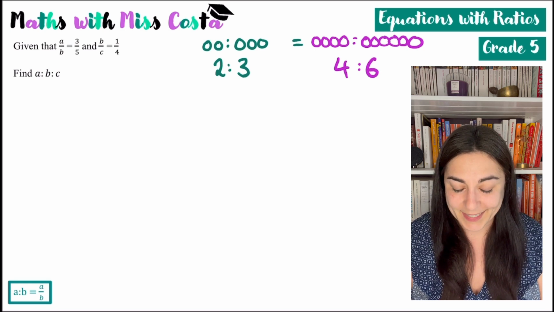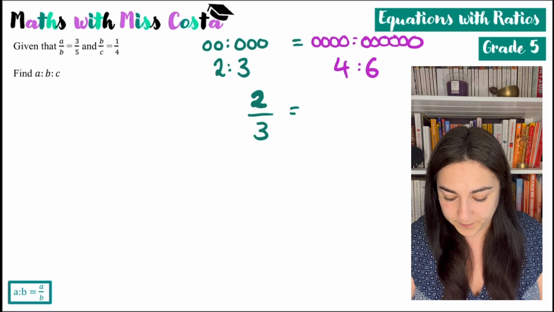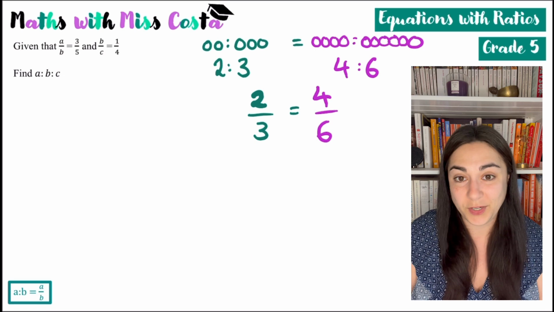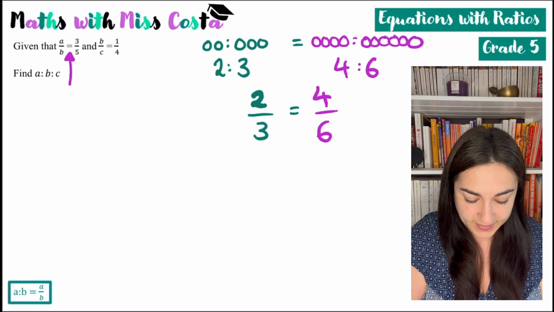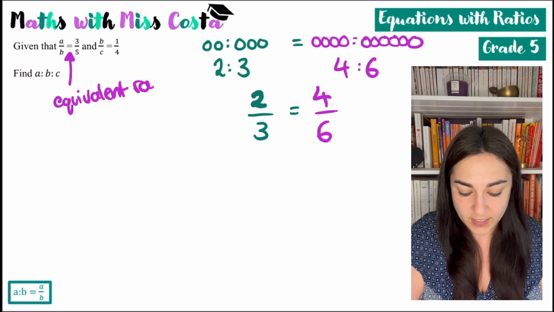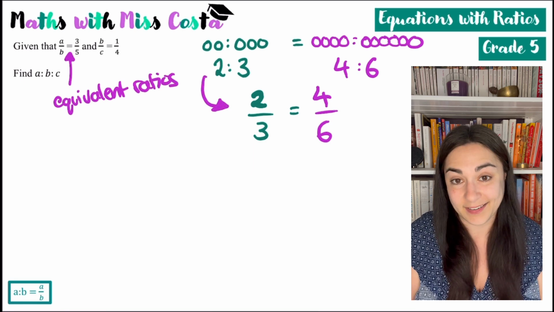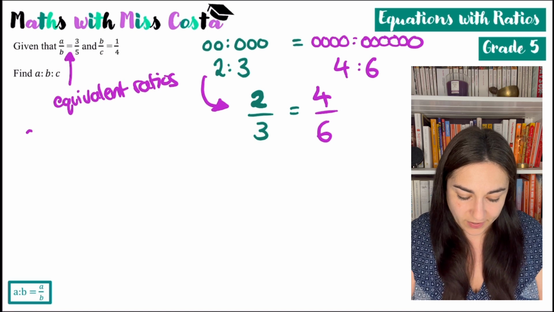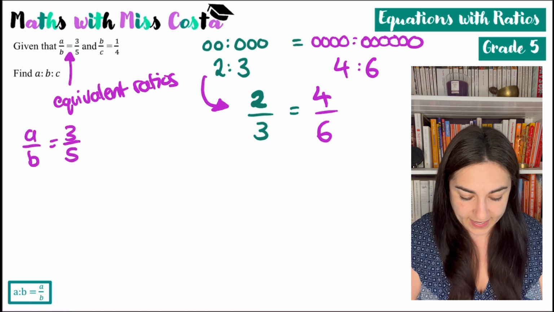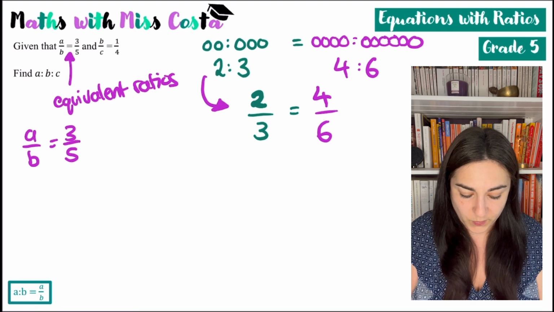What I can do is actually set it up as an equation, because 2/3 is equivalent to 4/6. Okay, so when you've got equivalent ratios, which is going to be signaled by an equal sign, you can turn the ratio into a fraction and compare them. So I know that a over b is 3/5 and b over c is 1/4. So there are a few ways I could do this.